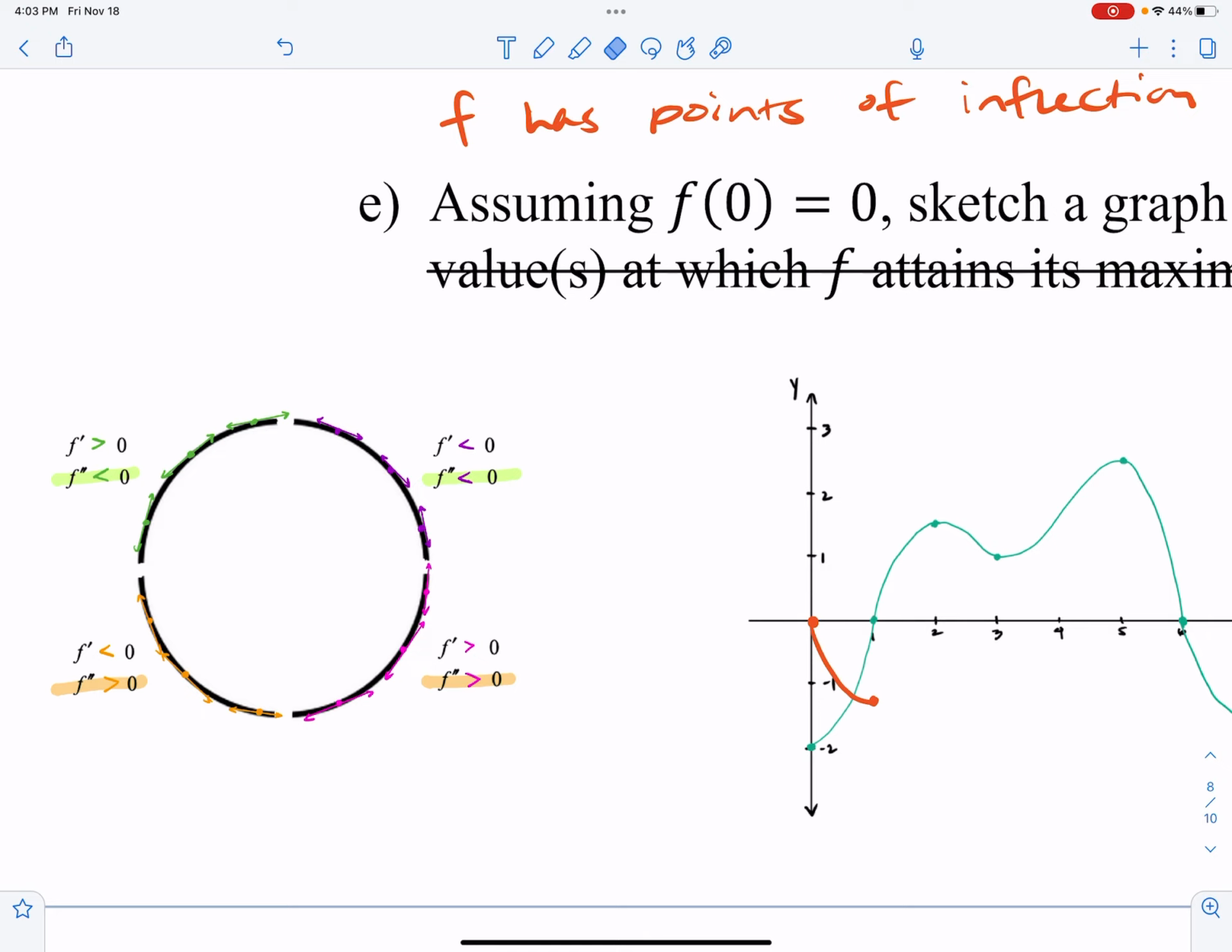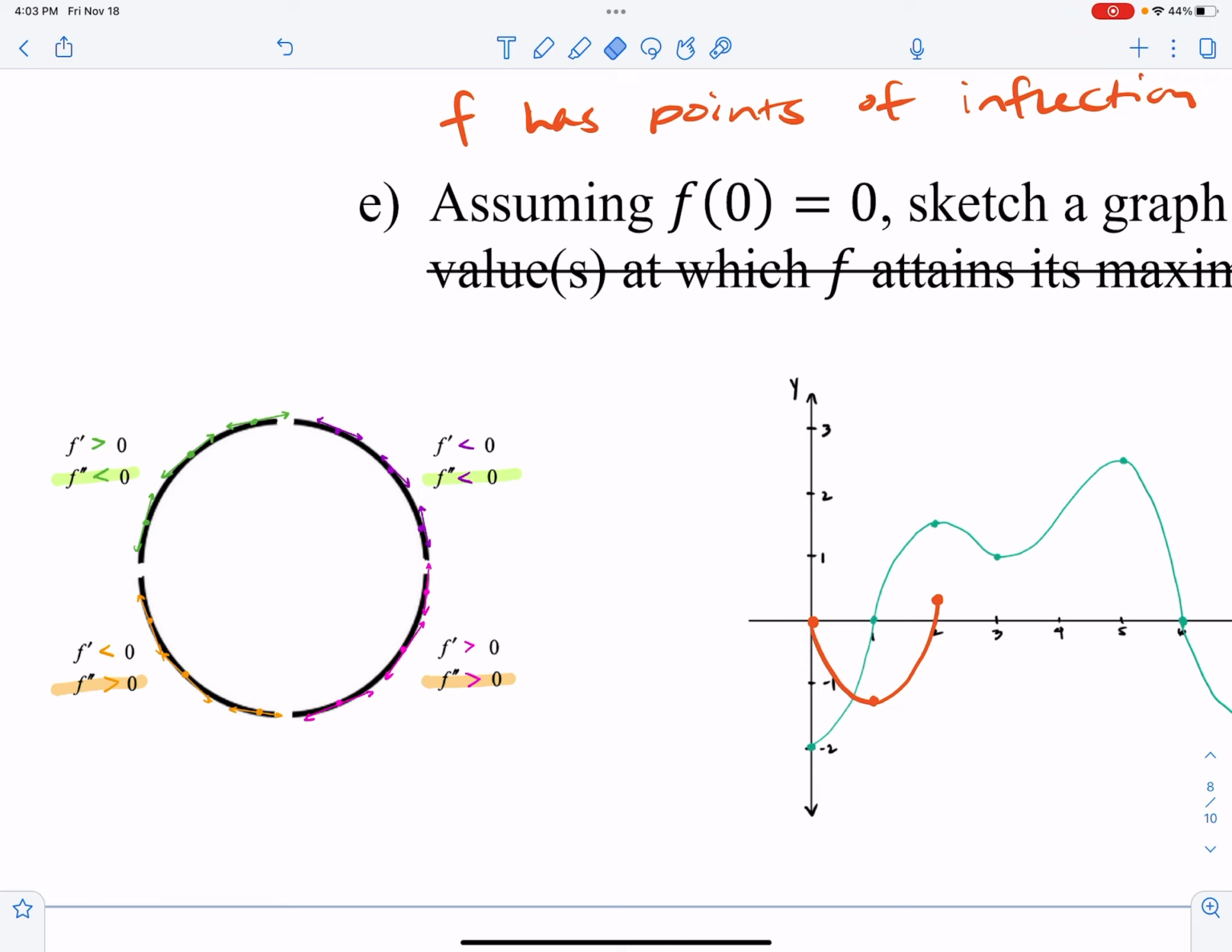So f prime is positive from 1 to 2, and f prime is also increasing. Therefore, f double prime would be positive. So f prime positive, f double prime positive, that would be this bottom right section. So the graph will end up curving up. And you don't know how far it curves up. Like I can make it go maybe to there. Or I can make it go to the point (2, 0). I don't know.